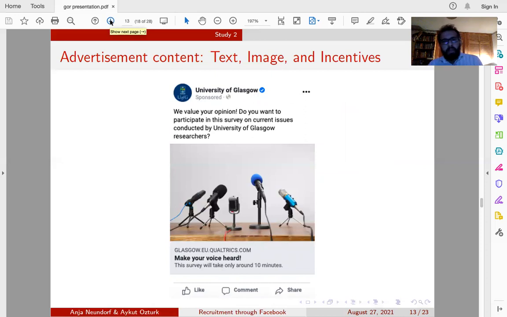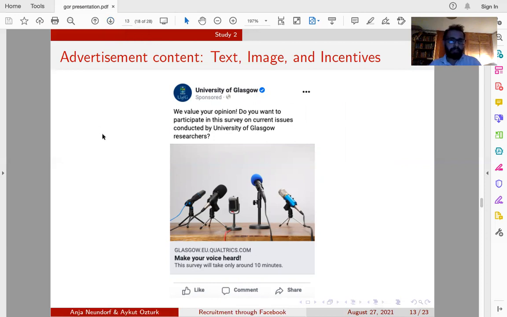Now, this brings us to the second study. These are tools that help researchers most. But what about the content of the advertisement? In study one, we used the same advertisement across the entire study for all different campaigns. What if we change the content?